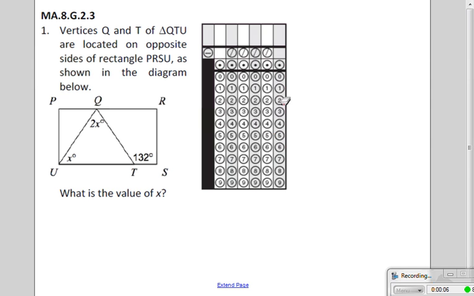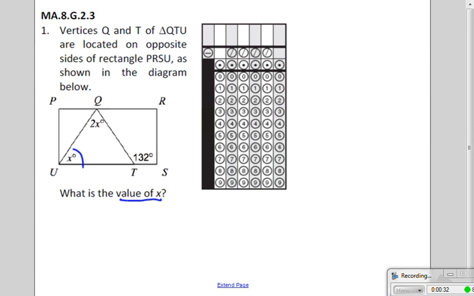So question number 1 says vertices Q and T of triangle QTU are located on opposite sides of rectangle PRSU as shown in the diagram below. And then they ask you, what is the value of x? So we're looking for the value of x. Well, x is right here, so if I knew what x was, then I would know the answer to this question. How do I do this?